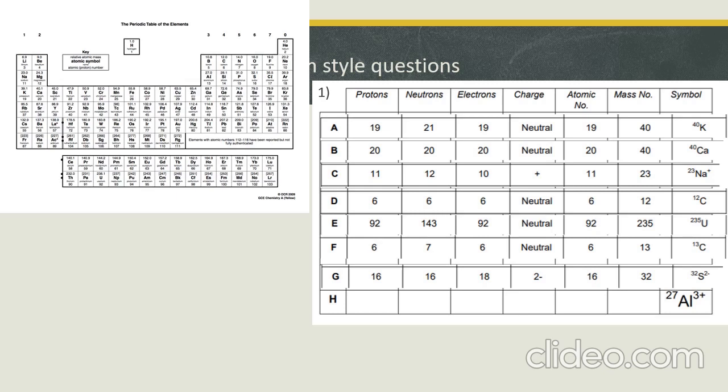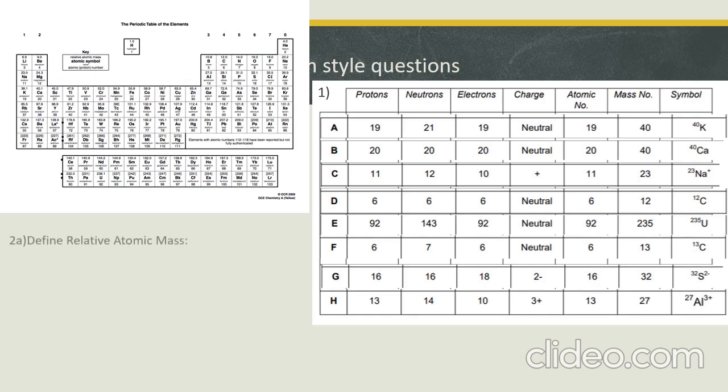And if it's aluminium, you go and look at the periodic table. Aluminium has atomic number 13, so you write 13 over here. Mass number is 27. The atomic number is the number of protons, so 13 is the number of protons. Number of neutrons is 27 minus 13, which is 14, and it has a 3+ charge, so 13 minus 3 is 10. So electrons is 10.